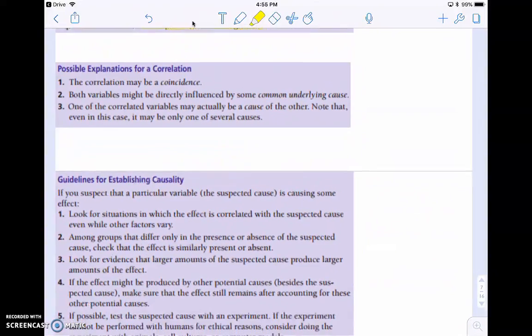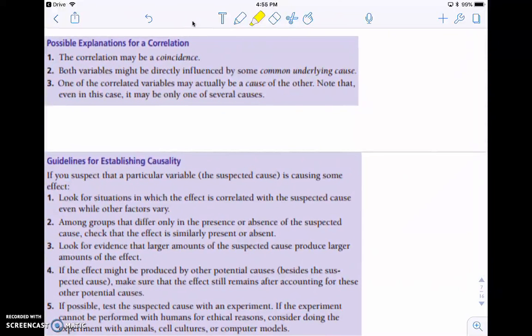Now, there's some possible explanations for correlation that we can look at. One is just that it's coincidental. In those cases, it's hard to explain. It's just kind of coincidence. It just happens. Happenstance that way. Another case is both variables might be directly influenced by some common underlying cause. So one doesn't necessarily affect the other, but there's some underlying something that has a tendency to affect both variables.